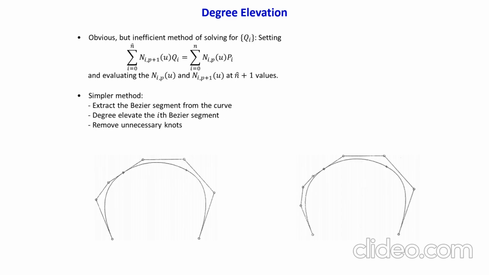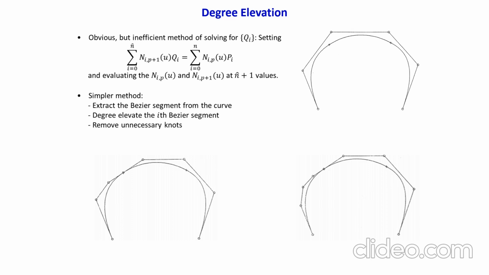The only thing we have left to do then is to compute q. The most straightforward, but also highly inefficient method is to solve the system of linear equations formed by requiring the evaluations of the different dimensional curves to be equivalent. We will instead discuss a simpler algorithm to solve for q, which involves 3 steps. First, extract the Bezier segments from the curve using the Bezier extraction methods discussed above. Next, select the ith segment to degree elevate. Finally, remove the unnecessary knots between the ith segment and the subsequent segment. These steps are shown in the following images.